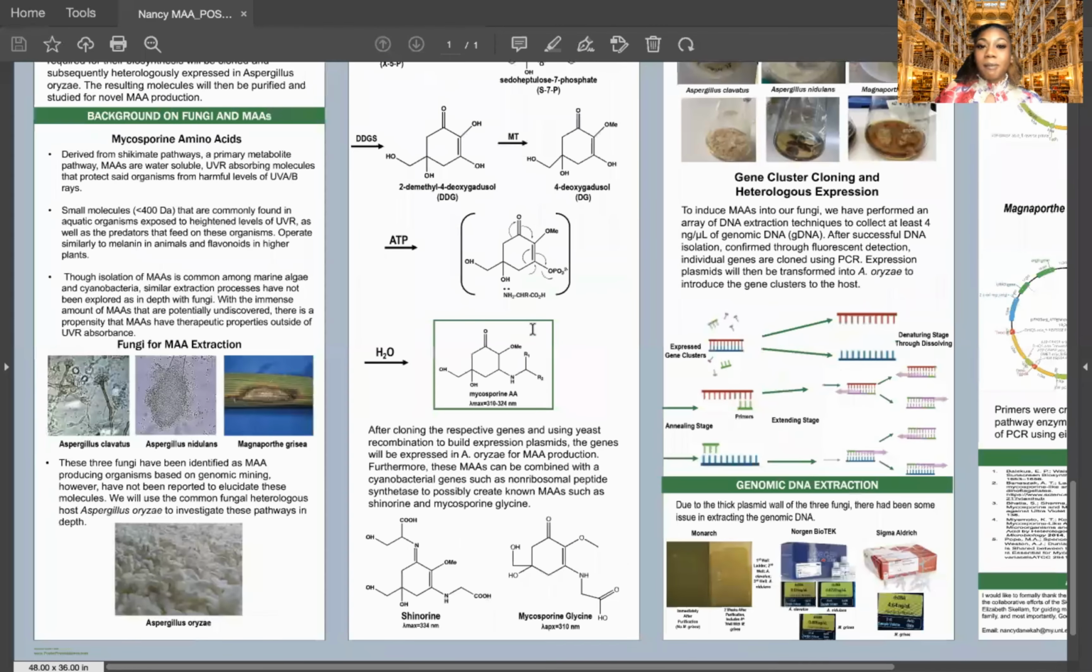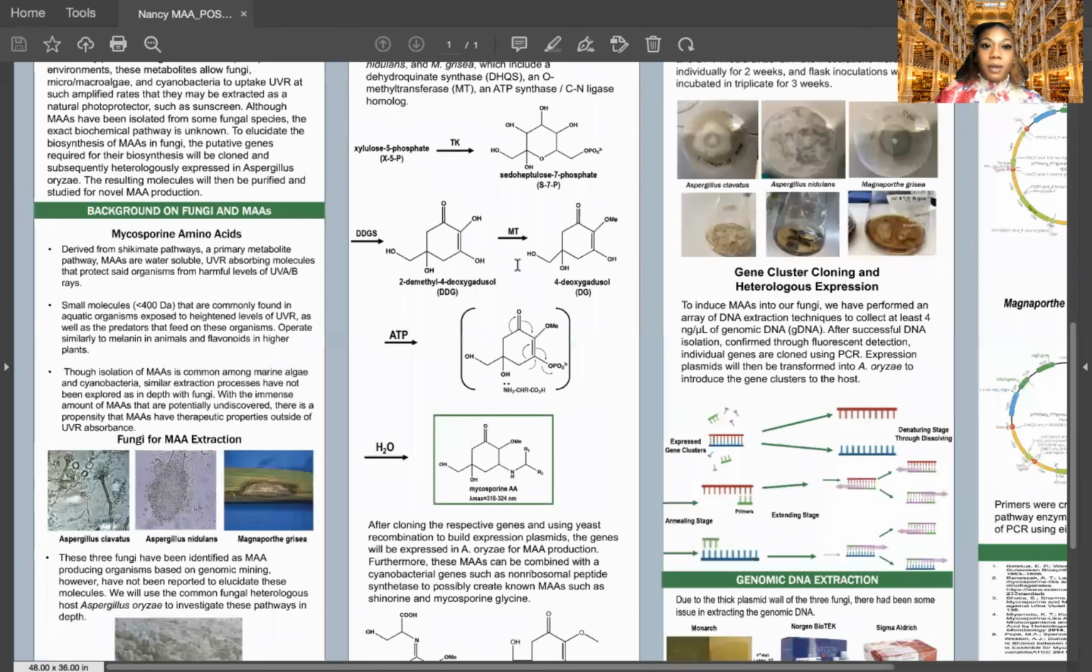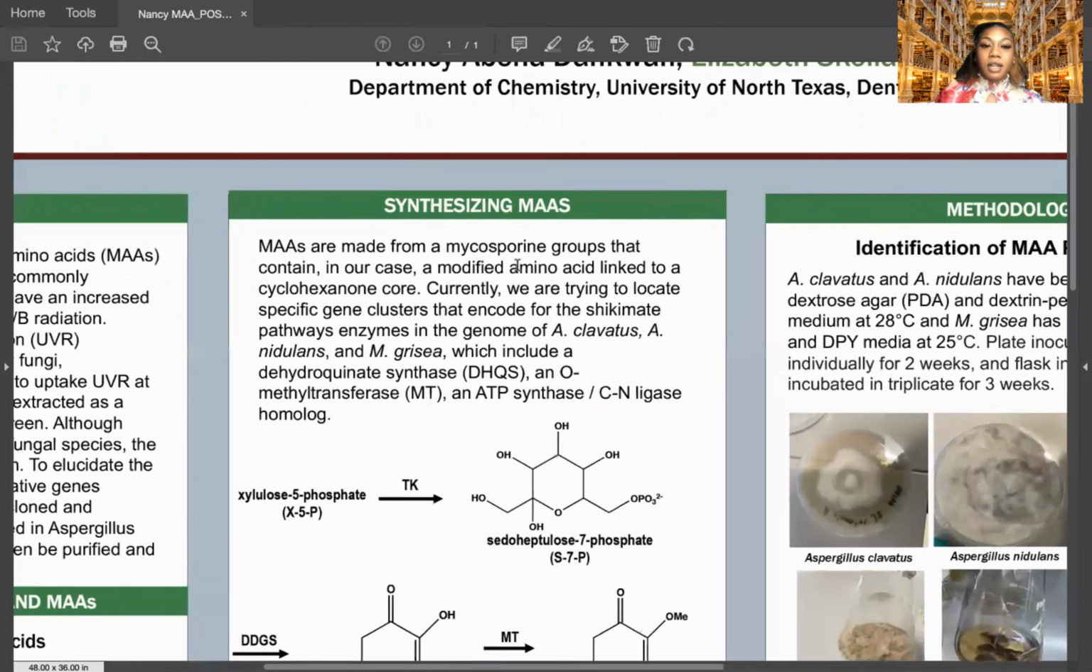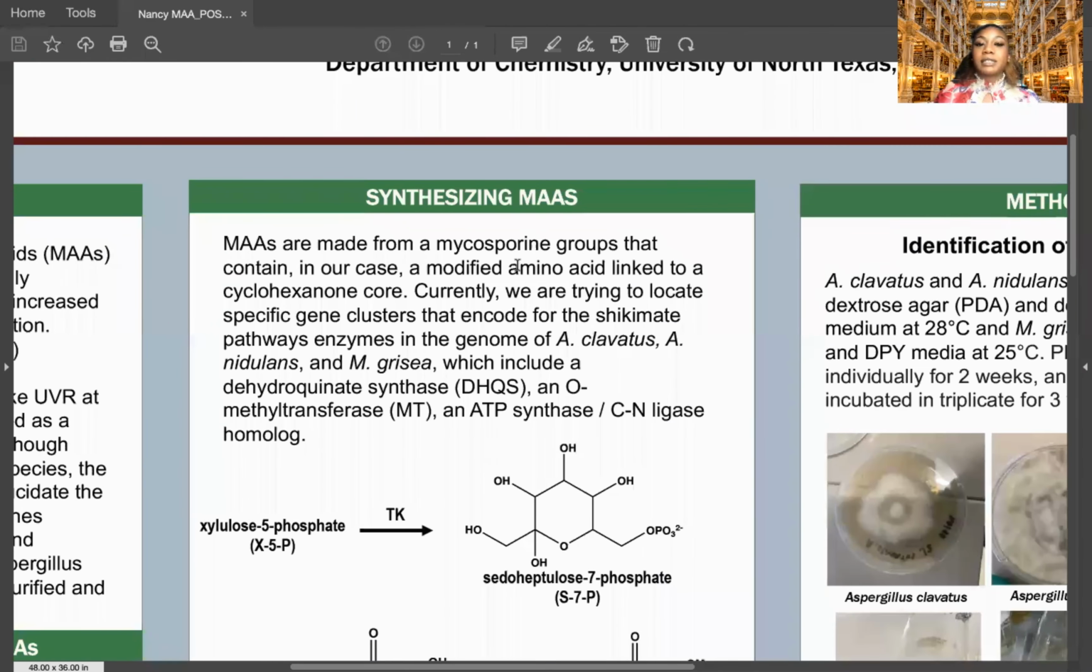To actually create MAAs, we found the mycosporine groups that contain a modified amino acid linked to the cyclohexanone core that have the specific gene clusters that encode for the synthesis pathways within the genome of our 3 fungi. We found that the deoxydiglycosyl synthase had been replaced in our fungi with the dehydroquinate synthase, and they also contained an O-methyltransferase, an ATP synthase, and a carbon-nitrogen ligase homolog.